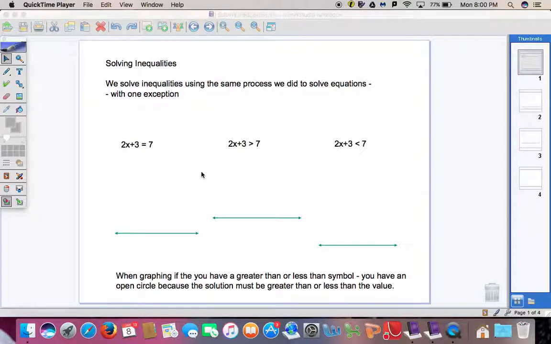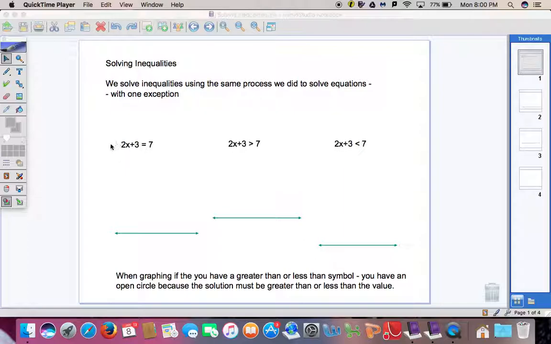Today we're going to talk about solving inequalities. Well, when we solve inequalities, we use the same process we did to solve equations, okay? With just one slight exception, which we'll get to in just a minute.